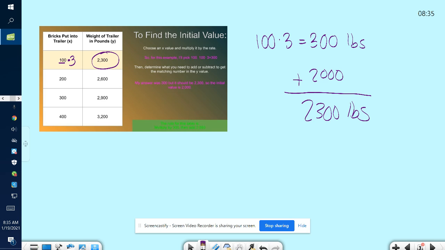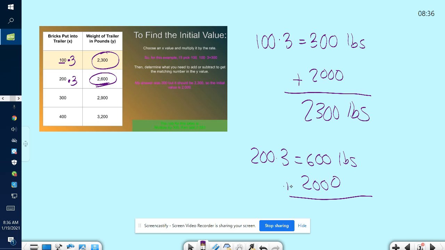Right? And let's double check that with this row too. 200 times 3 is 600 pounds. What number must they be adding to get 2,600 like it says? Oh, 2,000.